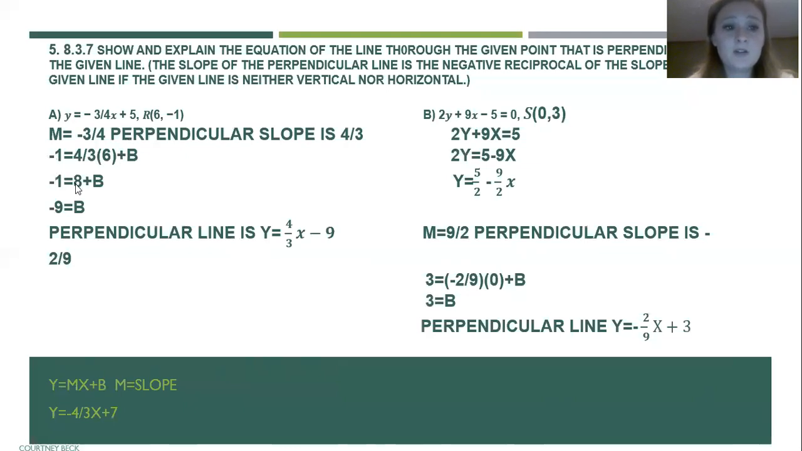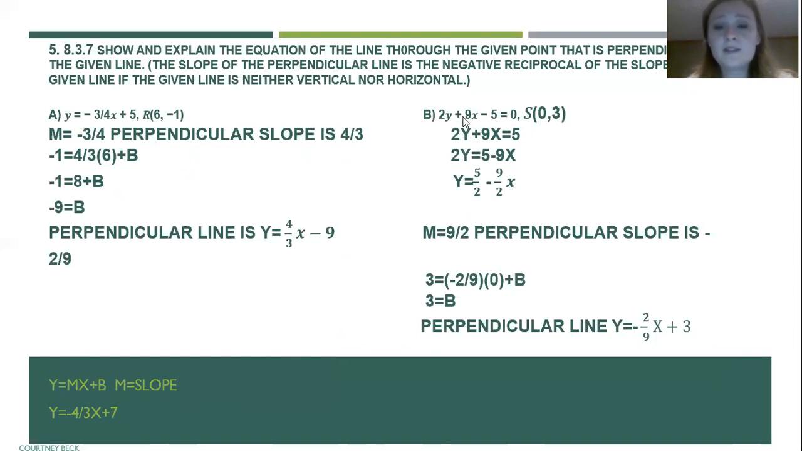So -1 equals 8 plus b, because 4 over 3 multiplied by 6 is 8. And then we're going to subtract the 8 from this side to this side. So we're going to get -9 equals b. So our perpendicular line is y equals 4/3 x minus 9.